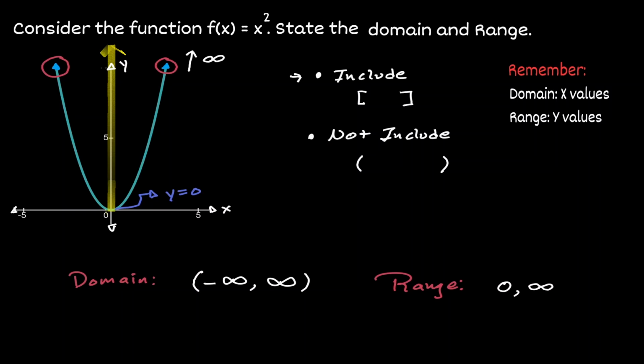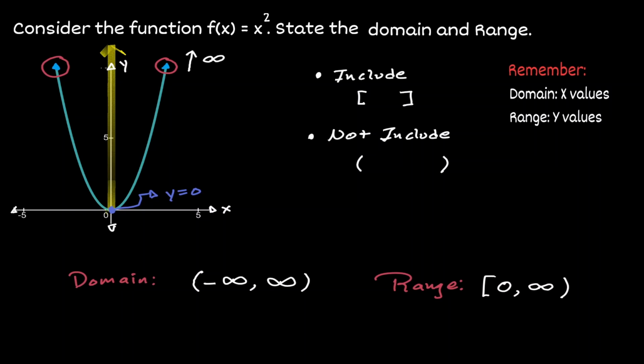Now let's think about what parentheses we should use. Notice that this function is using the value of 0. We want to include the value of 0 in our notation. So to include it, we will use square brackets. And when it comes to infinity, we cannot include infinity. Infinity is not a number, it is an idea. So we will use a curved parenthesis.